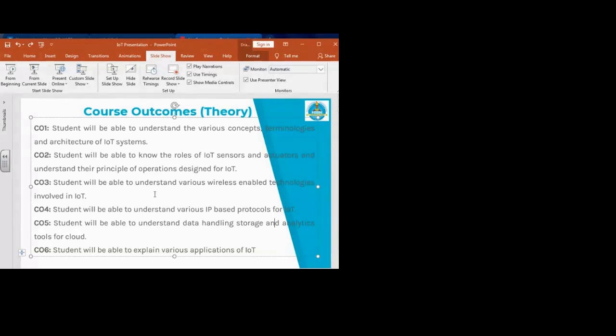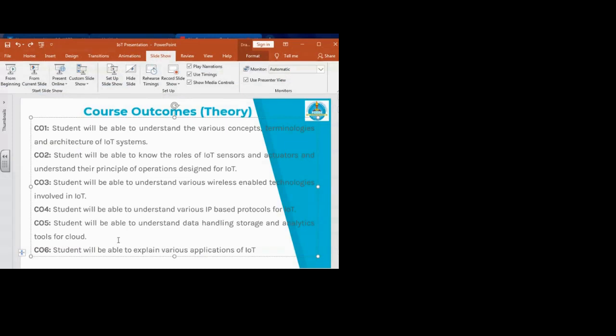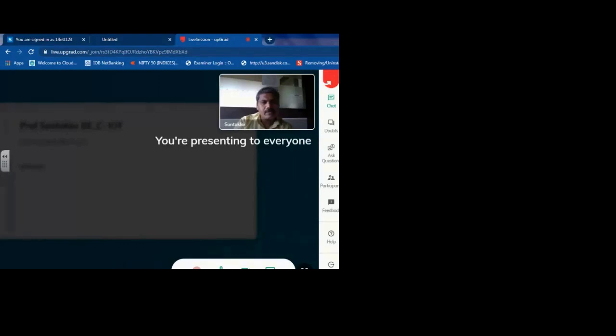Got it? Now let us move ahead with your CO5, related to unit number 5: the student will be able to understand the data handling, storage and analytical tools for cloud. Now, how many of you can tell me what is meant by cloud? If you want to share your comment, you can raise your hand. What is cloud, and have you heard about certain tools that can be used for data handling, storage and analytics? Or simply you can write in your chat box.